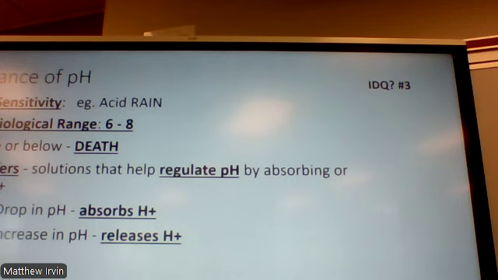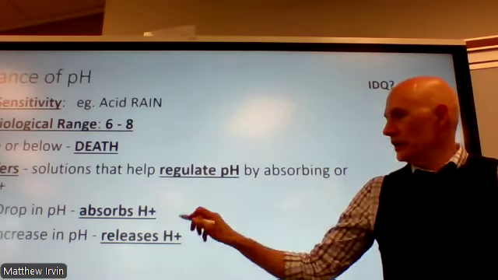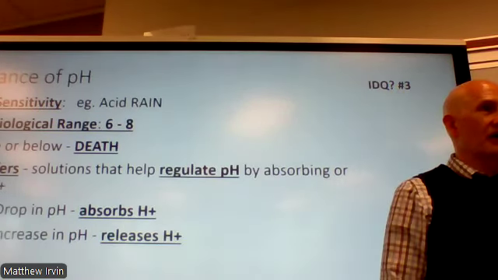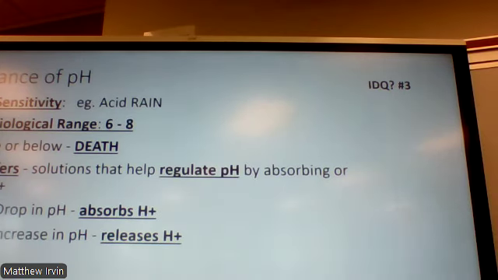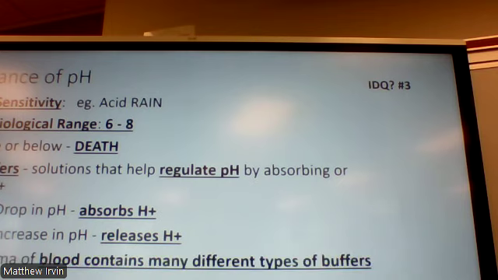Buffers are things that regulate pH. AP Chem people, that's all you need to know about them. They absorb or release hydrogen ions just to keep it in check. The main buffer in our body is the amino acids in our blood, because they can give off hydrogens or they can absorb hydrogens, and they help regulate pH.